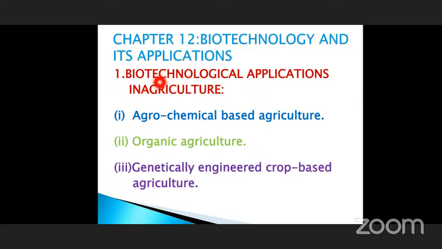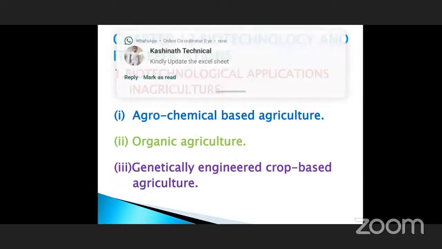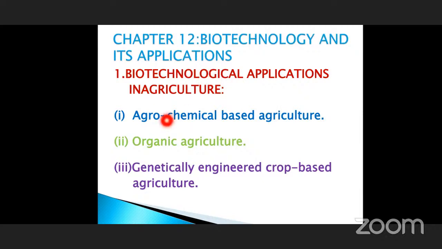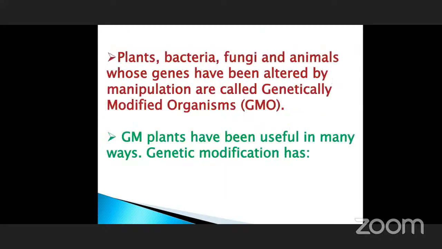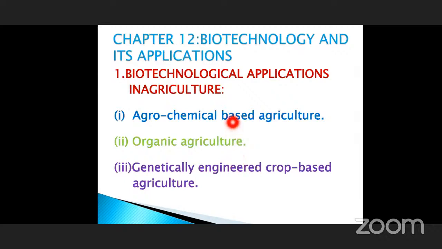Okay, so first let us discuss biotechnology applications in agriculture: agrochemical based agriculture, organic agriculture, and genetically engineered crop based agriculture. So when we observe these applications in agriculture, around the 1960s, several countries including India experienced a substantial and dramatic increase in agriculture production with the help of the Green Revolution.